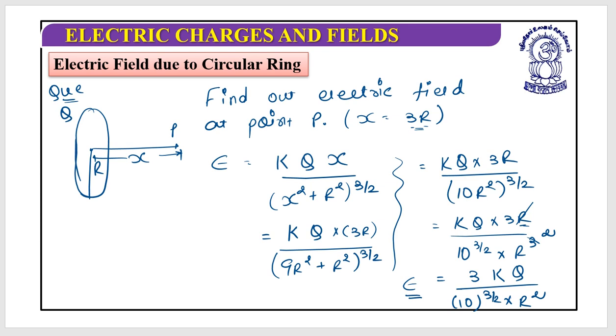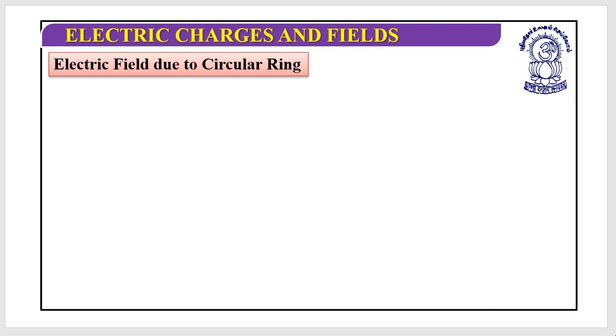What was your answer? Was it same? Great. Now let's move to the very important application, in terms of the question only. Suppose what they have given is that this is the ring, and here charge q is given. This is the radius r, and this is the distance x.